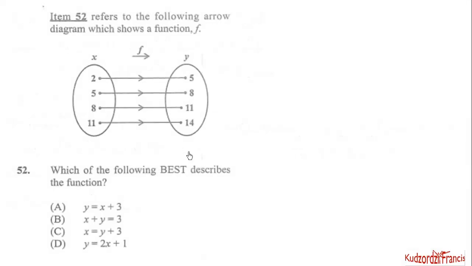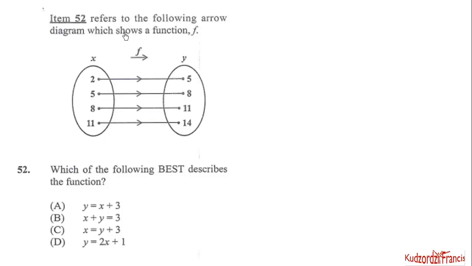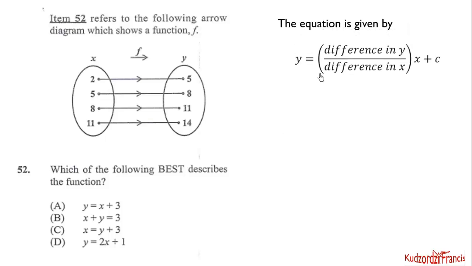Now the 52nd question is this. Item 52 refers to the following arrow diagram, which shows a function f. From the function you can see 2 moves onto 5, 5 onto 8, 8 onto 11, and 11 onto 14. Which of the following best describes the function? So we know the equation of the function can be given as y is equal to the constant difference in y over the constant difference in x, times x, plus c.